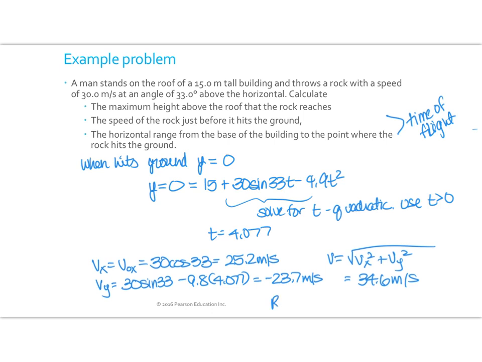And then the range is going to be equal to the x value at that time, which would be V naught cosine of 33 times the 4.07. V naught was, I don't know why I didn't put it in there, it's 30. And I get a range of 102.7 meters.